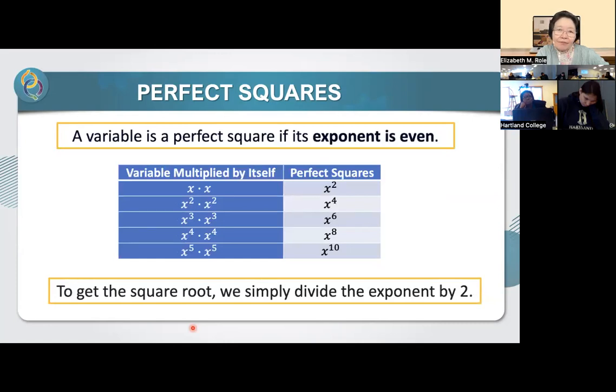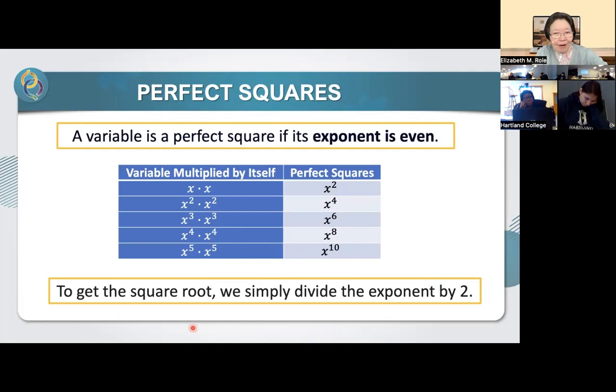Now, talking of variables that are perfect squares: once you see a variable that has an even exponent, then we know it is a perfect square. X to the 4th, x to the 16th, x to the 100, x to the 26, and so on. Anytime your exponent is an even number, that is a perfect square. Therefore, if x to the 4th is a perfect square, its root will be x squared, because x squared times x squared is x to the 4th. So it's easy to get the square root of a variable.